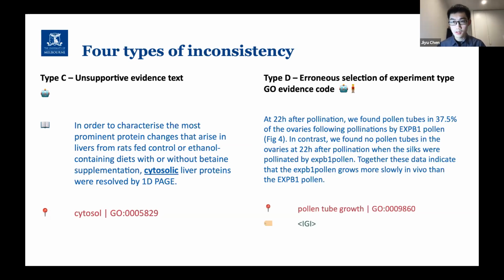We call the previous 3 types of inconsistencies term inconsistency because it happens between the GO term and the evidence text. We call the last type of inconsistency code inconsistency because it happens between the evidence code and the evidence text.